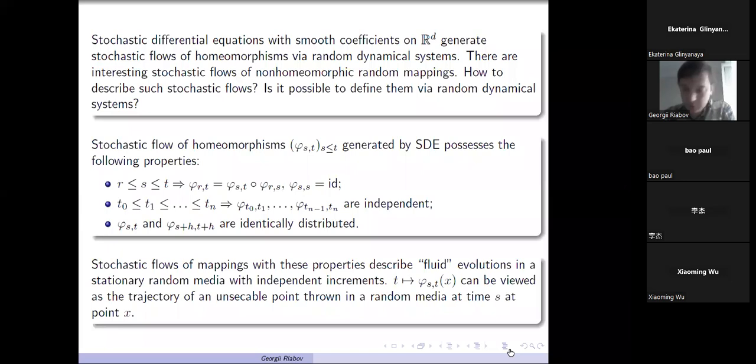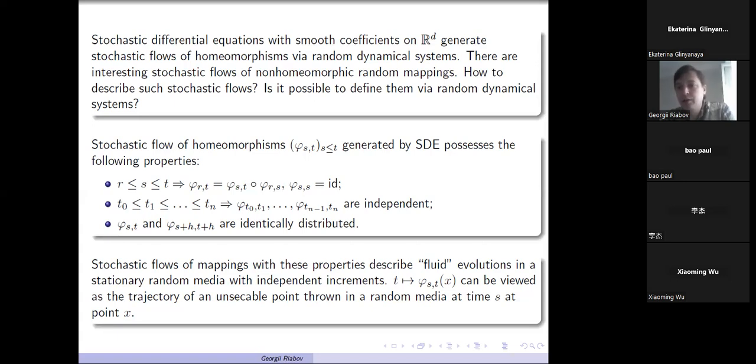In the last lectures, we had a stochastic differential equation with smooth coefficients on R^d, and we proved that such an equation generates a stochastic flow of homeomorphisms. And yesterday we showed that actually this stochastic flow is generated by some random dynamical system. Also, we gave some examples of interesting stochastic flows of non-homeomorphic random mappings.